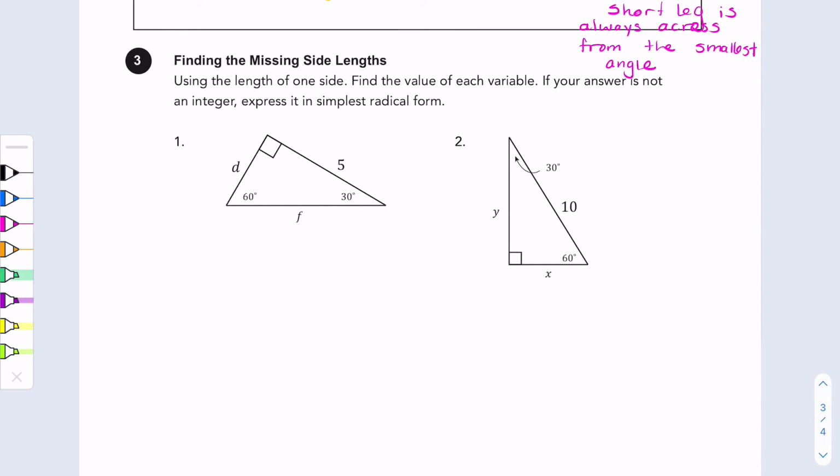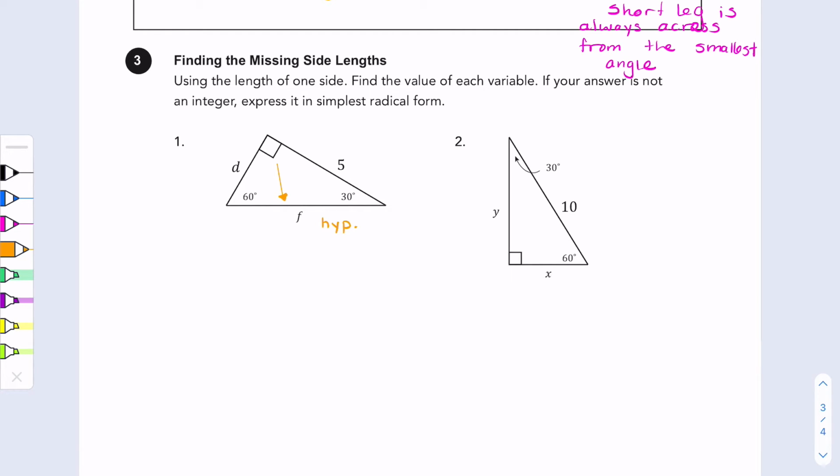Before we start solving our problem, we need to verify that we have a 30-60-90, which we do. We have 30, 60, and 90 degrees for our angle measures. From here, I need to label my sides. So don't forget that the hypotenuse, no matter what, is across from your right angle.